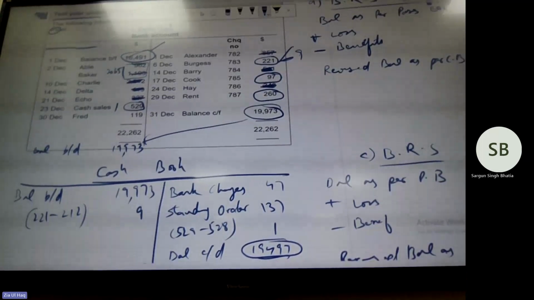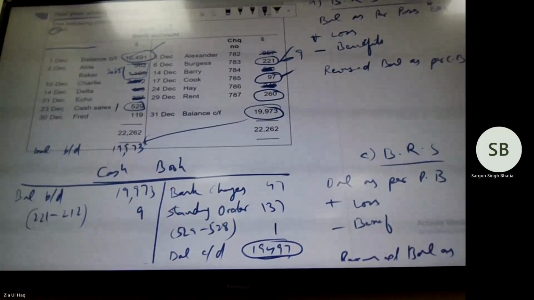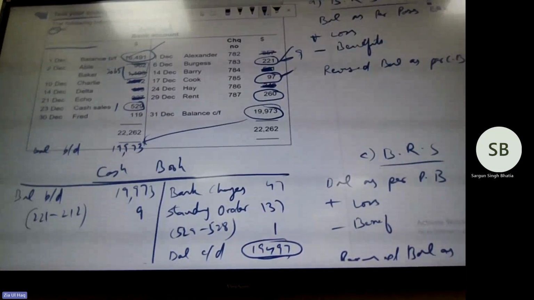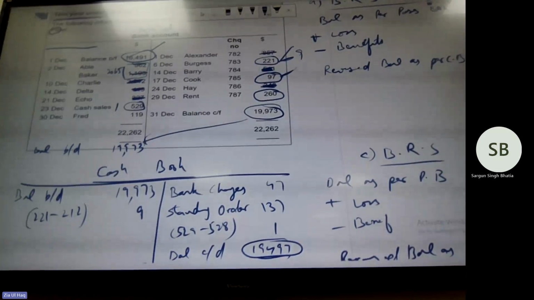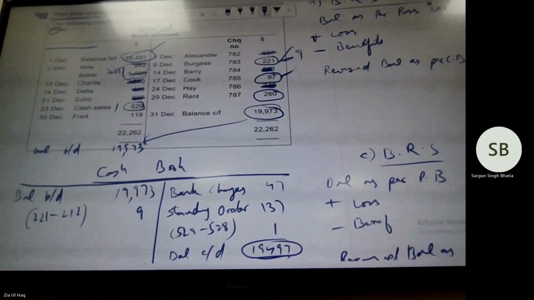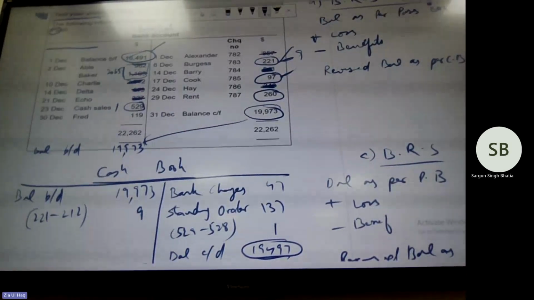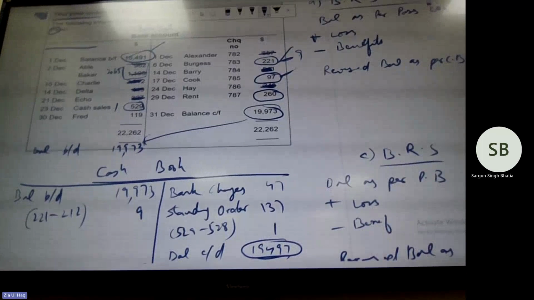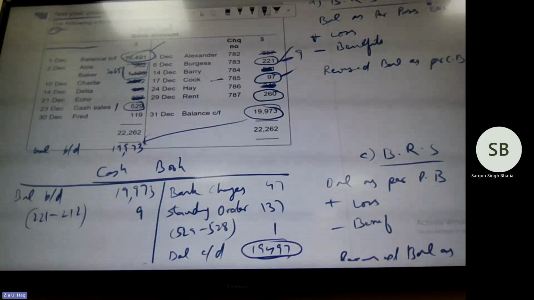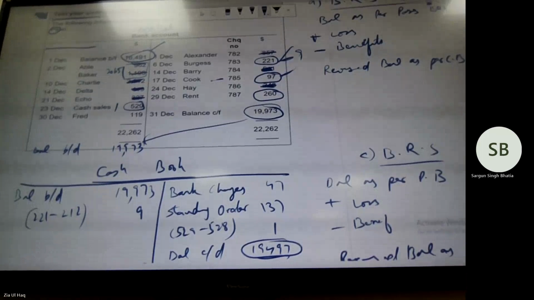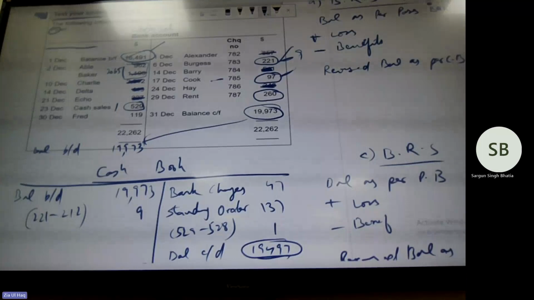There is an amount recorded in the cash book on the credit side, 785.97, that is not in the passbook. We circle this, as it is not matching with the passbook. What does that mean? We paid our party 97 by check with this number, and if it is not in the passbook, this means the check has not been presented to the bank. This is an unpresented check.